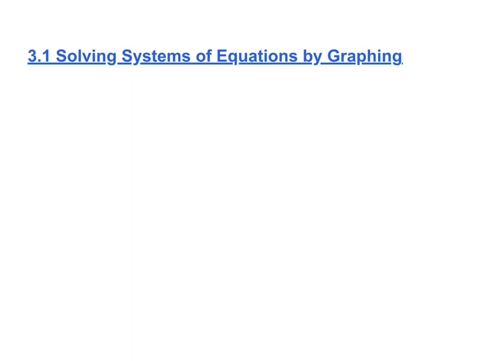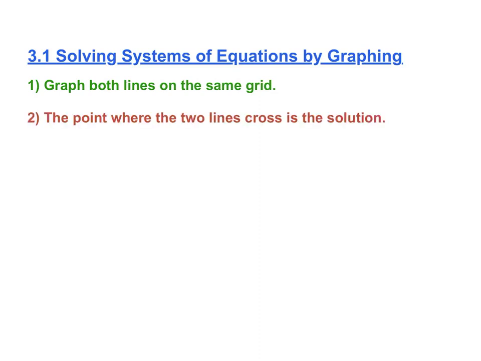3.1, the next method we're going to look at is solving by graphing. What this means, literally, is we're going to graph both lines on the same grid. We've talked at length about how to graph lines, so you're going to have to take that prior knowledge and put it to use. We're going to graph both equations, both lines, on the same grid. Then the point where the two lines cross is the solution.